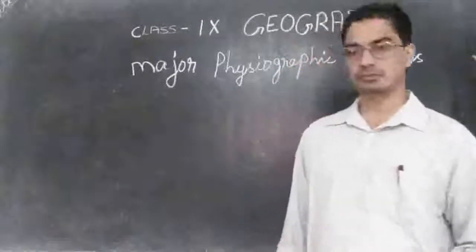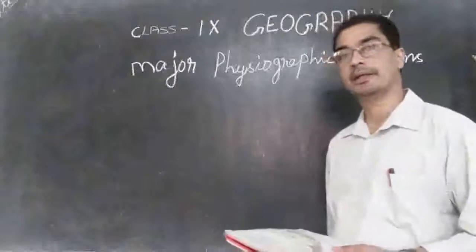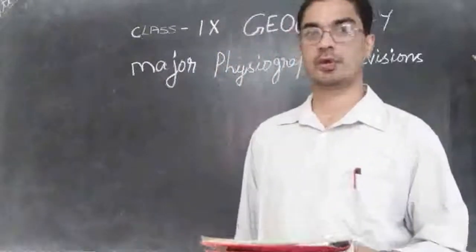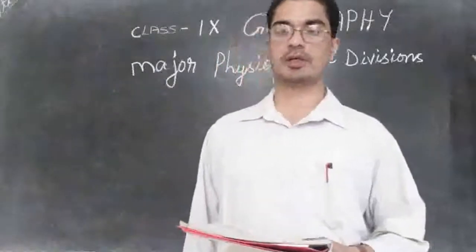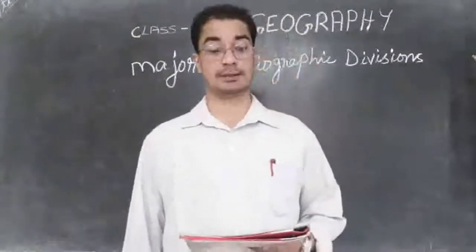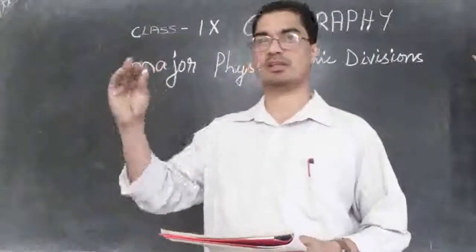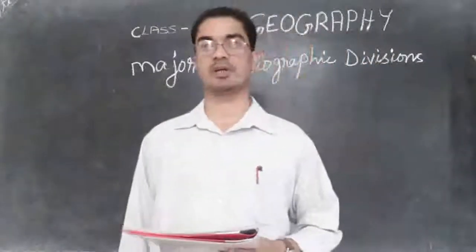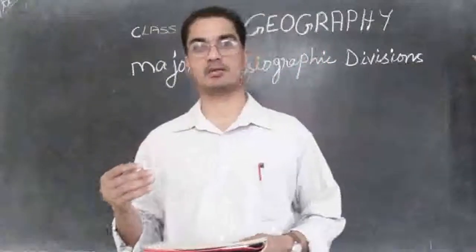And we saw that the physical features we can divide into 6 groups. Let's see what they are. The first and the most important feature of India is the Himalayan Mountains, the mountains that are protecting one border of India. Then the second one, close to the Himalayan Mountains, is the northern plains.